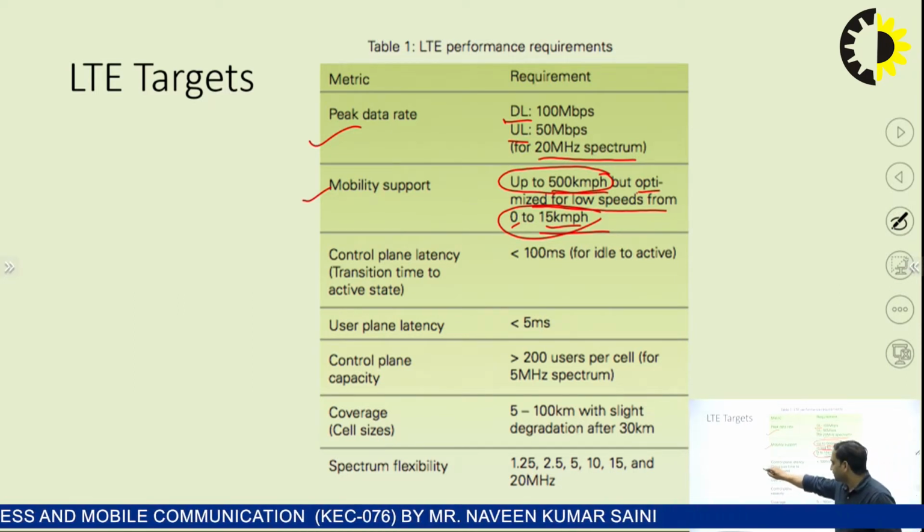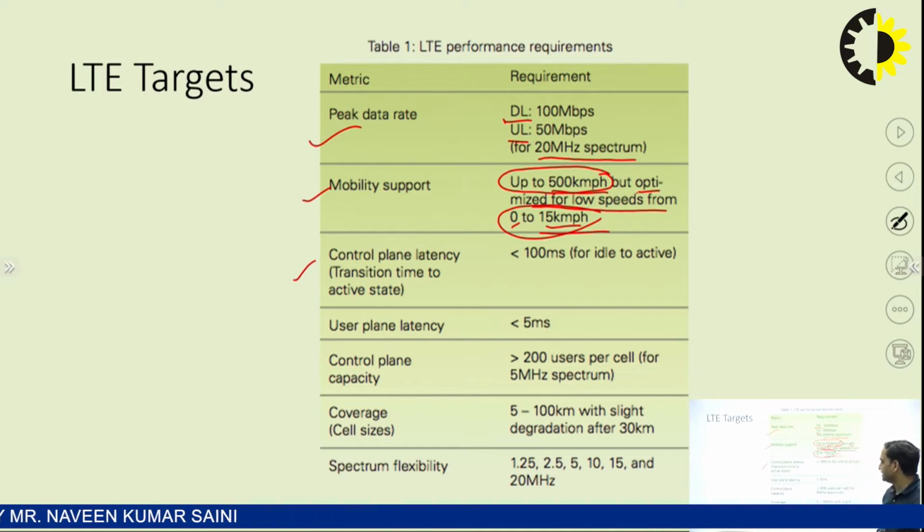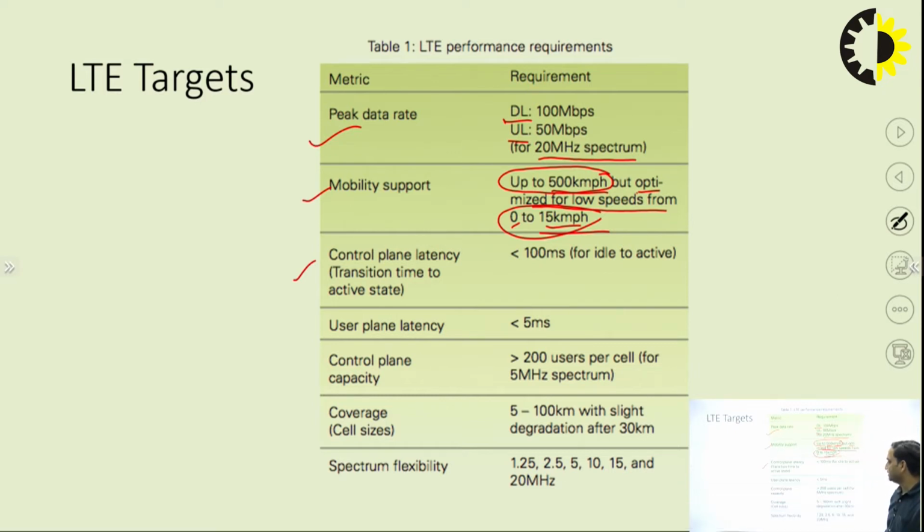Okay, so next is the control plane latency. There are two types of latencies, the user plane latency and the control plane latency. Here the transition time for the active state is expected to be 100 milliseconds. This is for idle to active. Then we have the user plane latency, which is expected to be less than 5 milliseconds. So latency must be as low as possible.